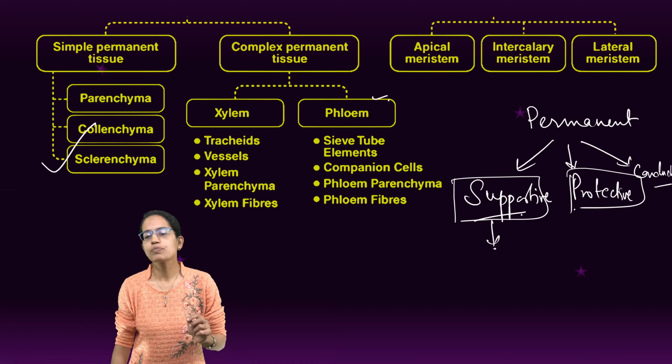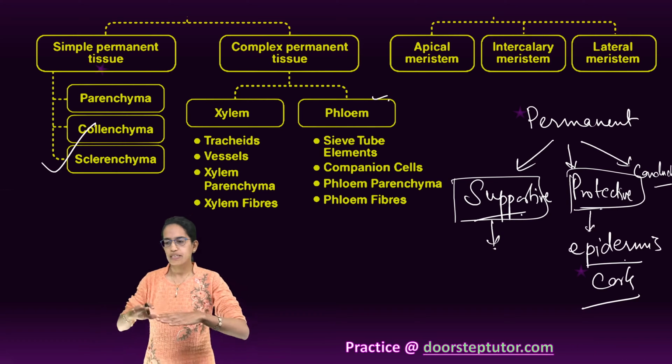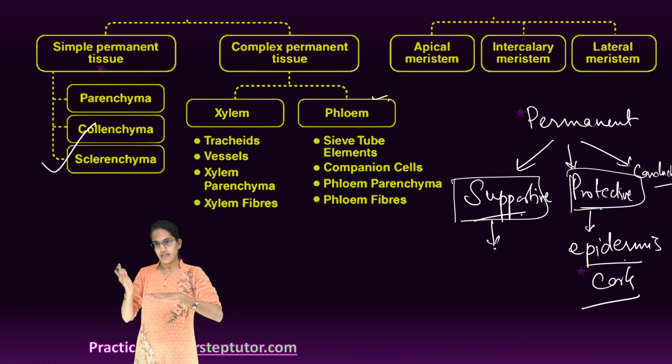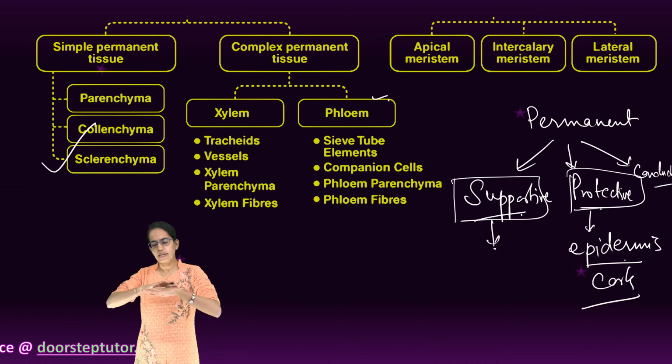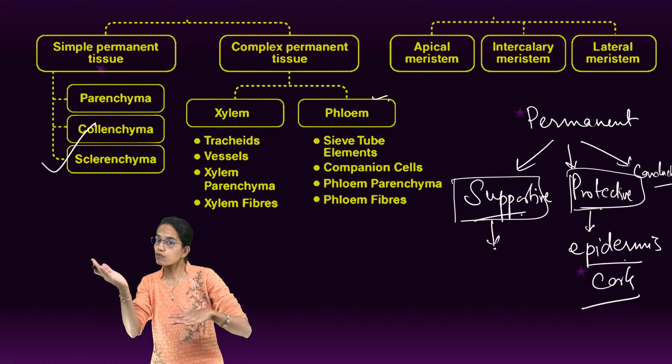The next is protective permanent tissues. Under protective permanent tissues, we have epidermis and cork. Now what is the difference? Epidermis is the outermost layer. It's the protective layer. So in the case of leaf, if you understand what is epidermis, there would be an upper epidermis and a lower epidermis. On the lower epidermis, what would be present?